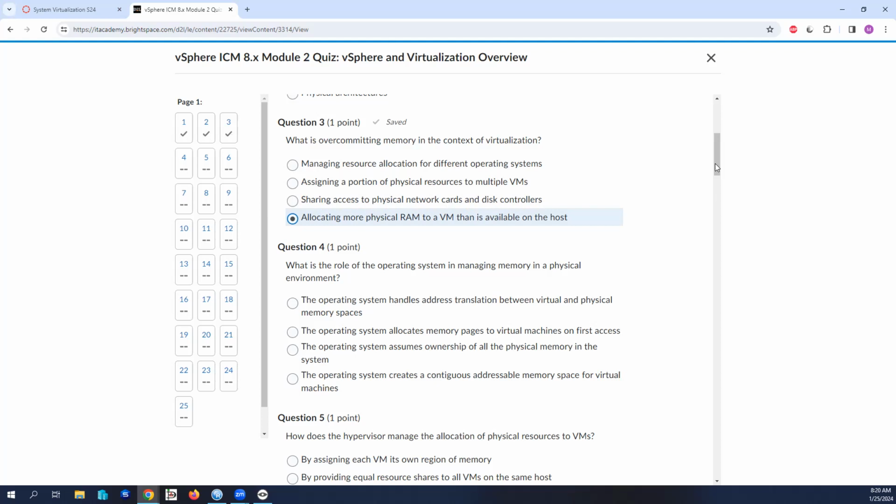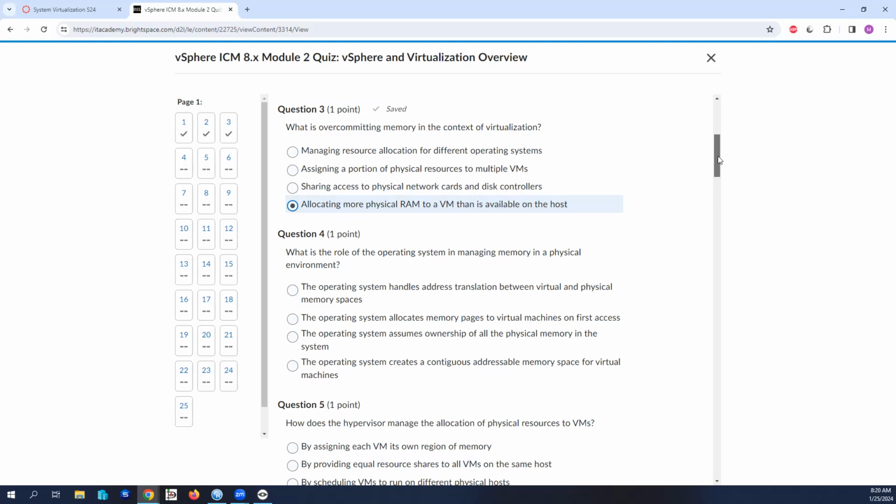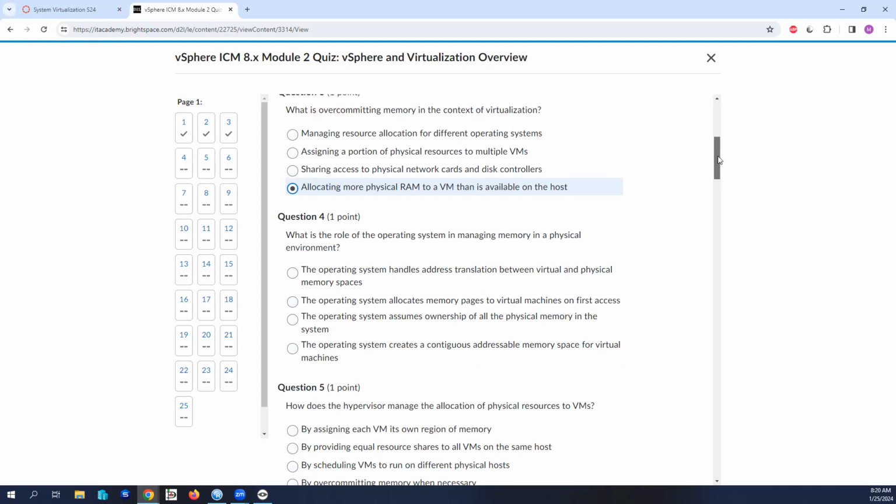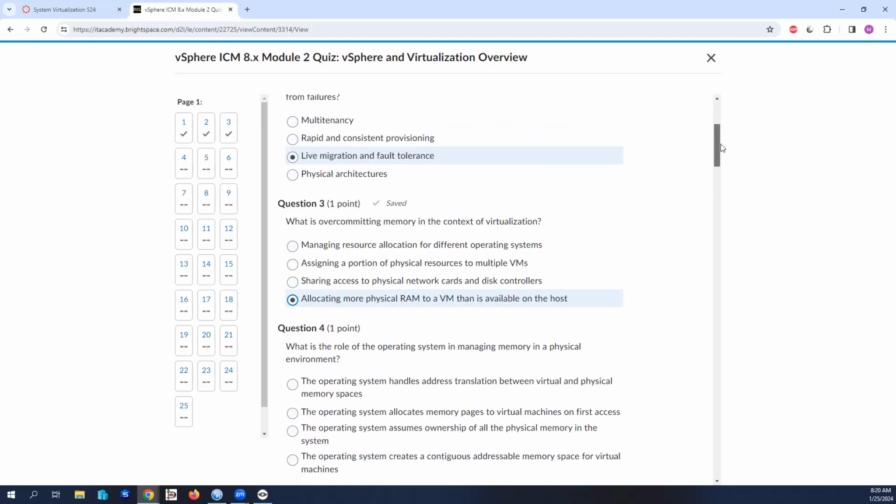It's not a good thing. It can be done. If that VM wants to use that much RAM, you'll be doing a lot of swapping and things will really sluggish down for everything. It's possible. Overcommitting hard disk is more common than overcommitting RAM in virtualization.